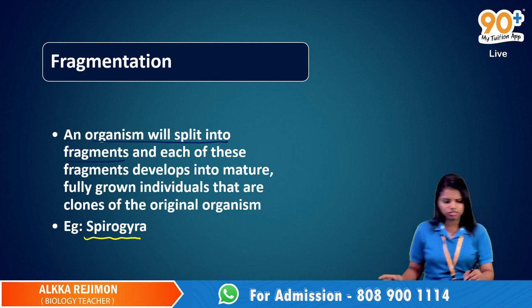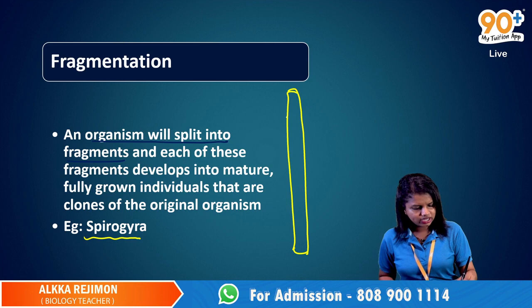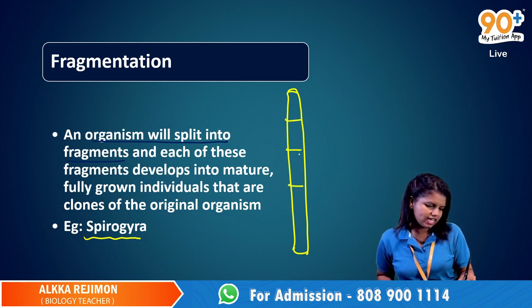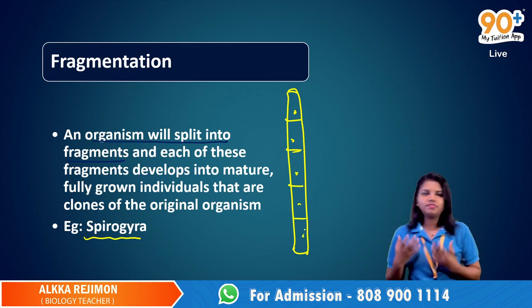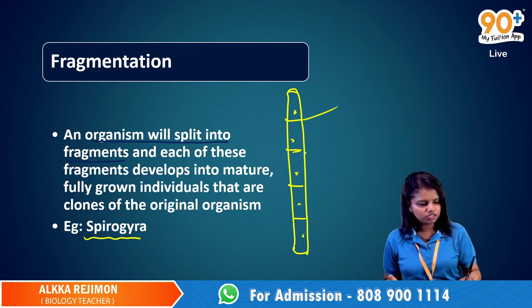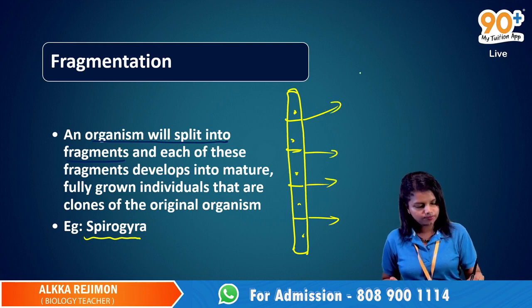Spirogyra is an example. Spirogyra is basically an elongated algae. So it has this elongated structure with multiple cells and nuclei in it. And during the fragmentation process, each of these parts can split into an entirely new organism. So they split into small portions.